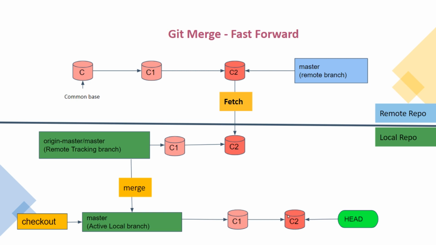This is called the fast forward method. We are just moving the head pointer from C1 to C2. Because there is no conflict here, it directly moved to C2. Now whatever the changes in C2 are reflected in the master branch. If the master branch is not checked out here, then we have to check it out because it becomes the active branch. So these are the steps. You can see this fetch we did in the previous step, and from the remote tracking branch we are making a merge into the local master branch. We will see this step now.